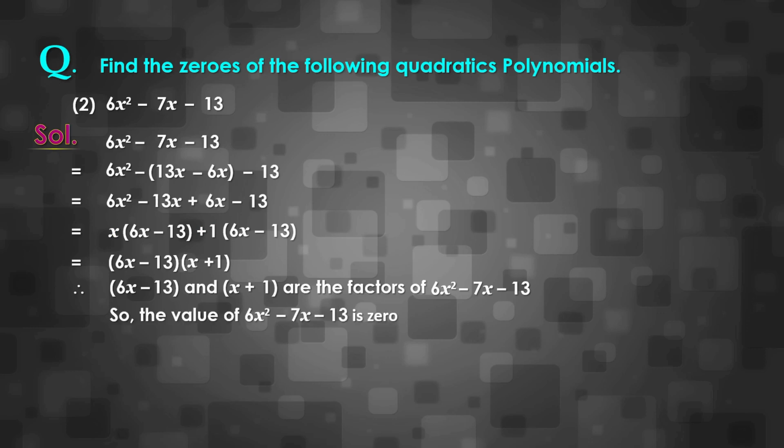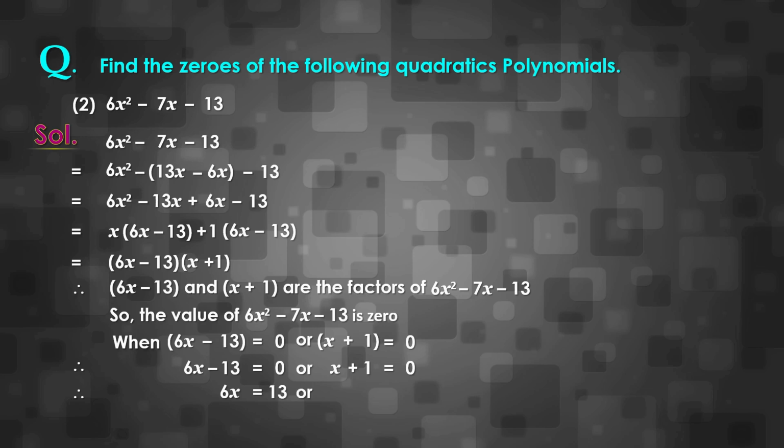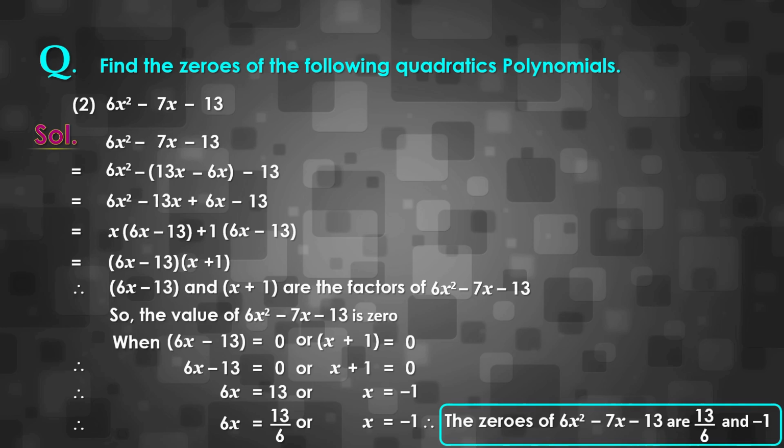Now, to find the zeros, we equate each factor to 0. First, 6x minus 13 equals 0. This gives 6x equals 13, and therefore x equals 13 by 6. Second, x plus 1 equals 0. This gives x equals minus 1. Therefore, the zeros of the quadratic polynomial 6x squared minus 7x minus 13 are 13 by 6 and minus 1.